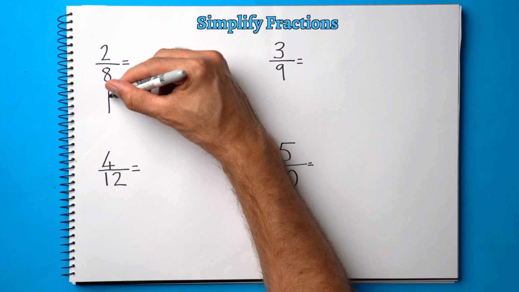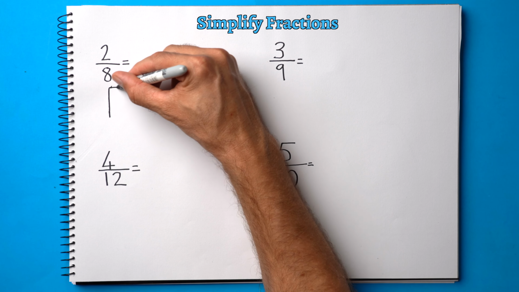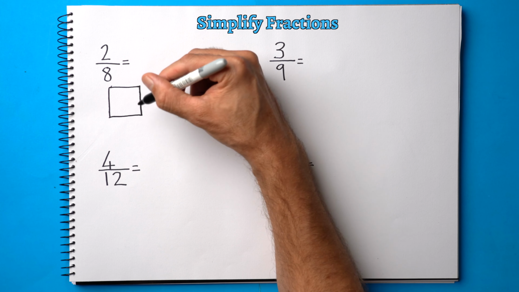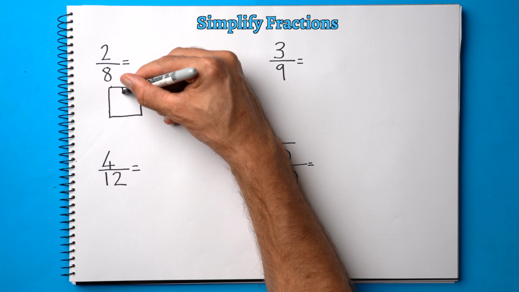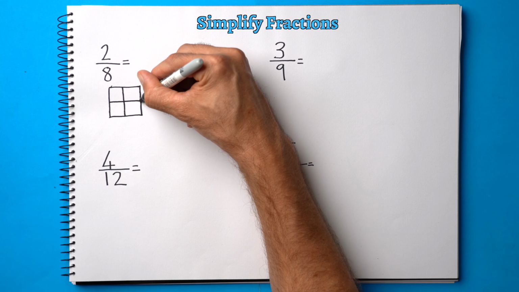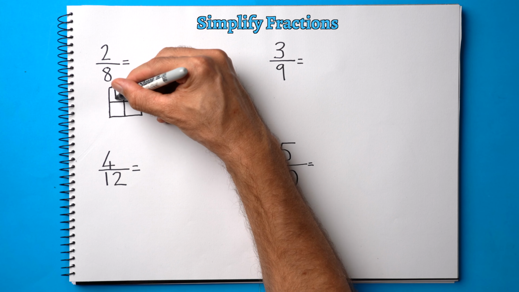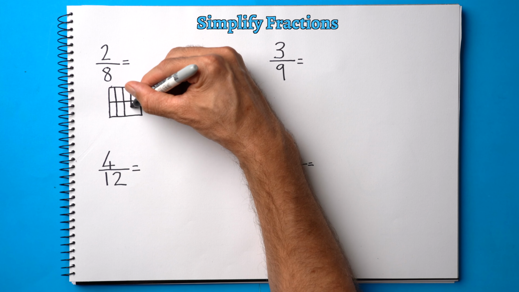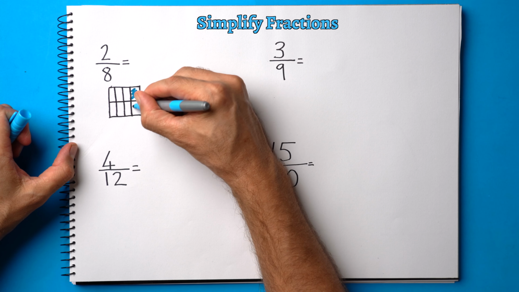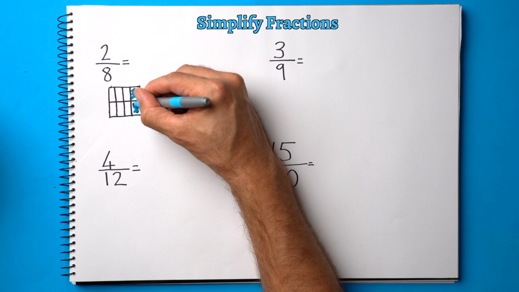So if I drew the fraction, so there's my whole there. To draw it into eighths, I'm going to divide it into 4, then 8 equal pieces, and I'll colour 2 of them, 1, 2, okay?